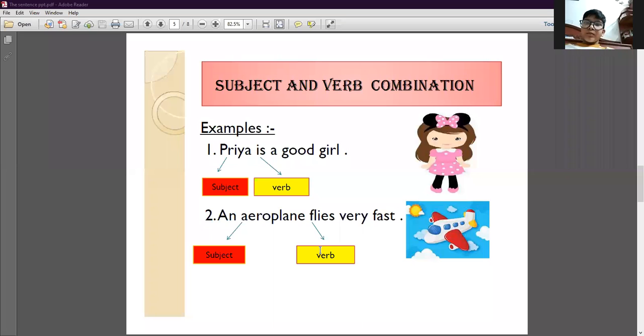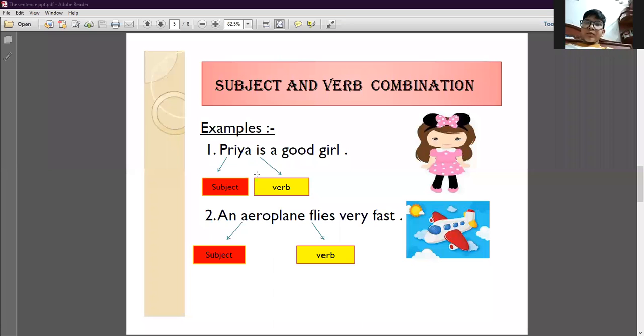So now let's start with the example. Priya is a good girl. Okay, student, Priya is the subject here, and is is the verb. Why is Priya the subject here? You know very well, the person or thing we speak about is called the subject. Who am I talking about in this sentence? Yes, who is a good girl? Priya is a good girl. So Priya is the subject. So the combination of subject and verb is needed in our sentence to complete its sense. This is called a sentence.